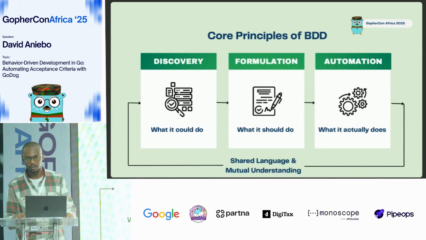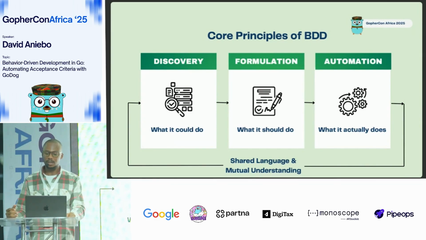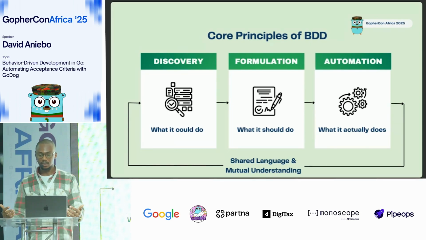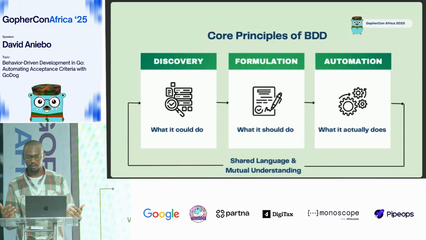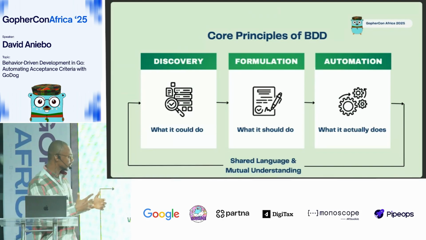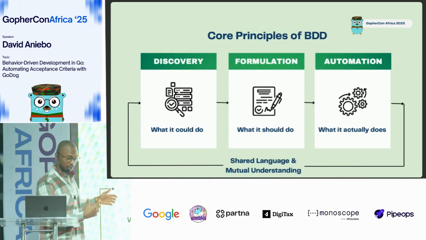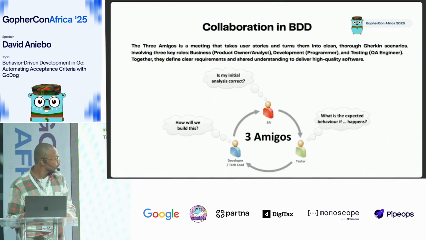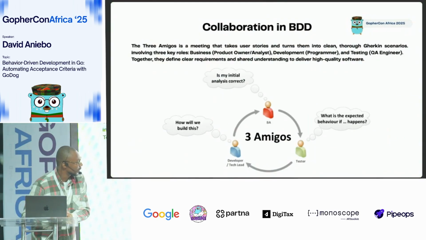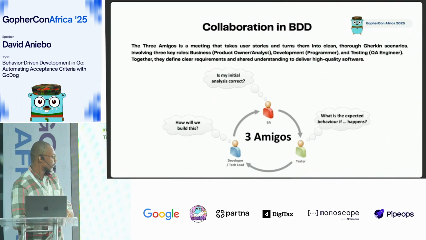And the last one is the automation phase, what it actually does. Here the software team, the testers and the development team, come together to ensure this particular system meets the required standard and specification. So what all this does is create a shared understanding, a shared language, and mutual understanding within the software team.